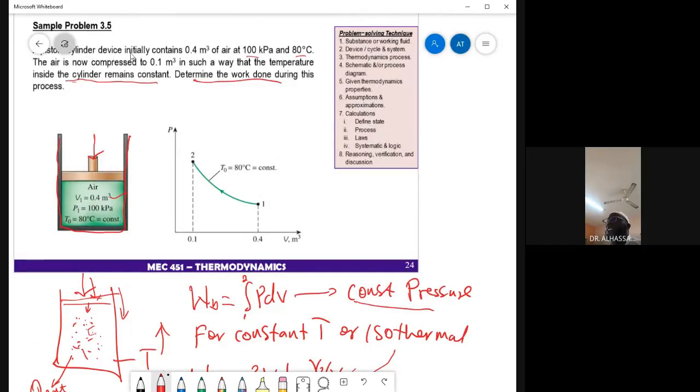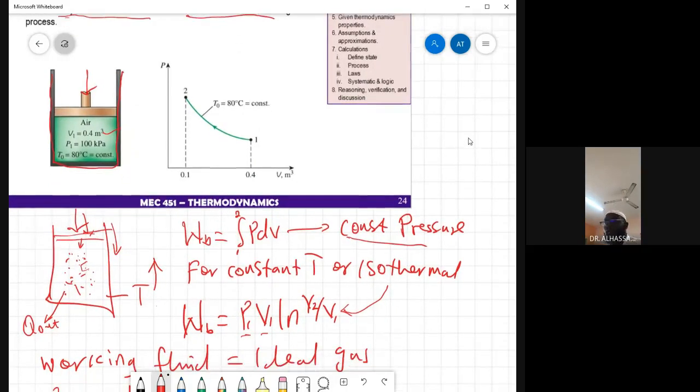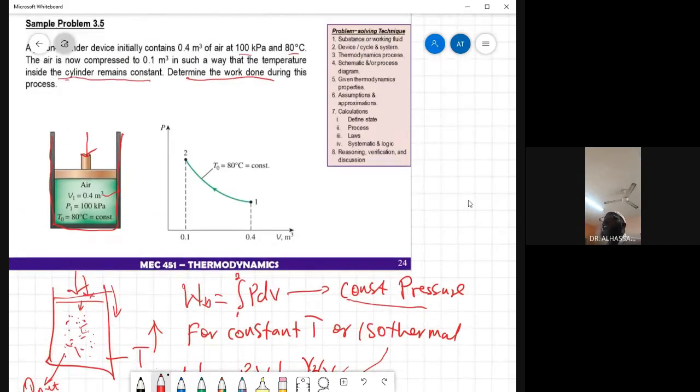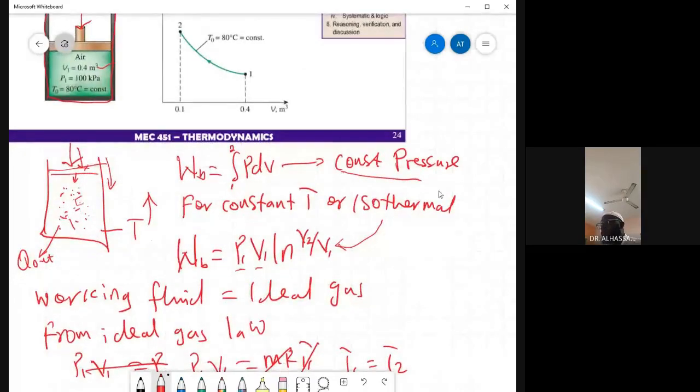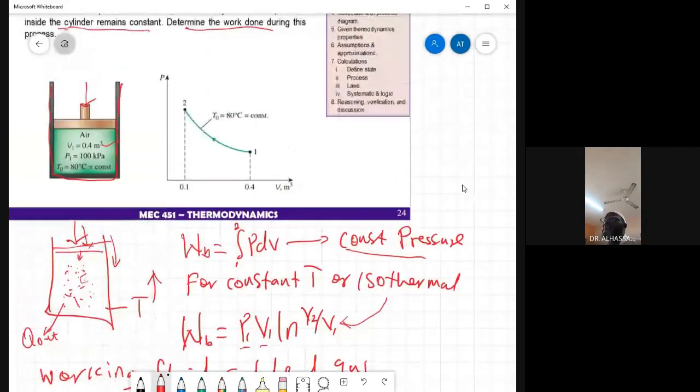So down, the cylinder device initially contains 0.4. Oh, sorry. So we know V2. V2 is given already. Sorry. It is P2. Let me see over here. So the question is much easier then. So there's no need for us to even go to this length.